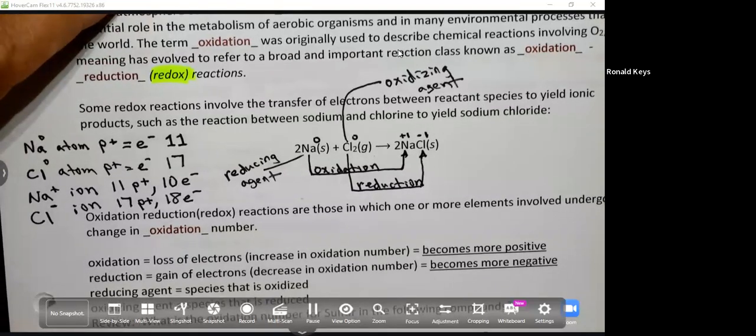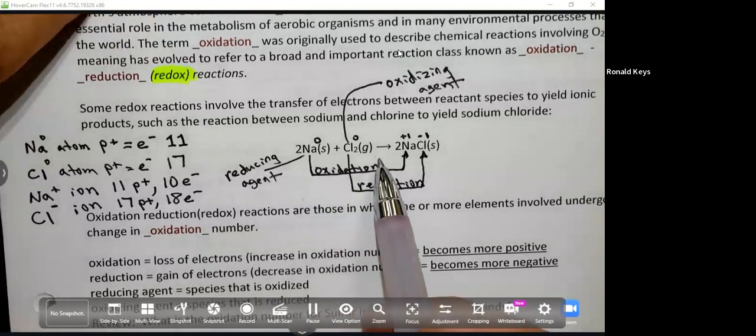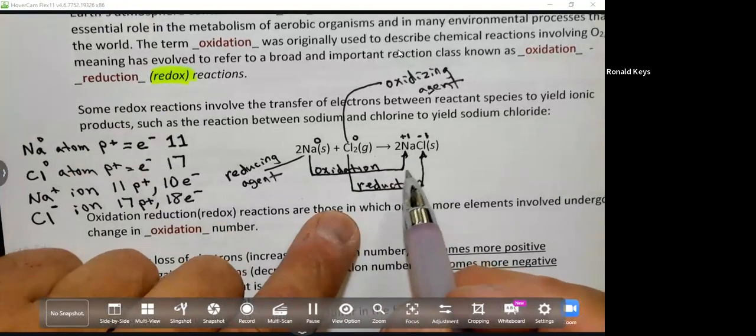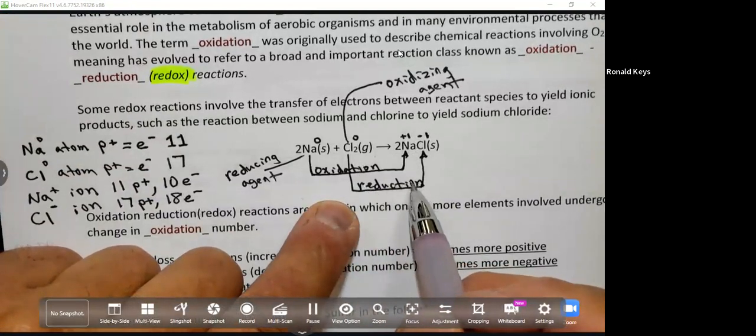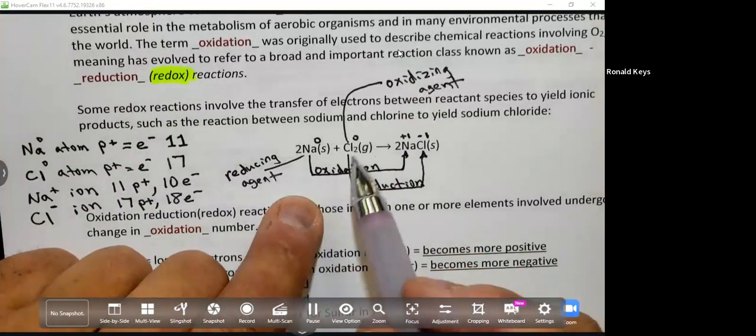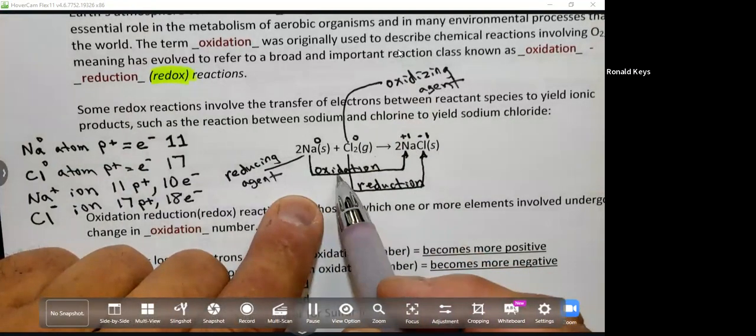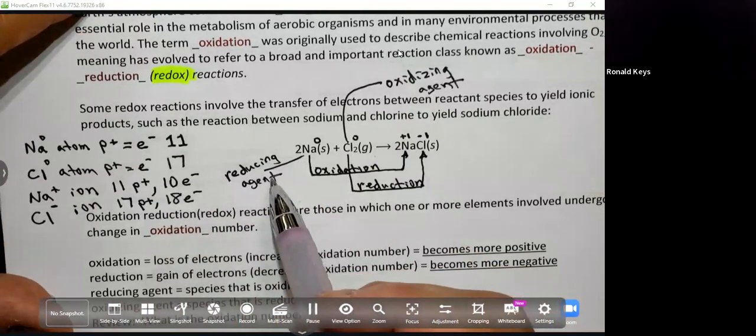So to summarize, if it's an oxidation reduction reaction, the charge changes from reactant to product. The one that becomes more negative is reduction, and they call that the oxidizing agent. The one that's becoming more positive is undergoing oxidation, and they call that the reducing agent.